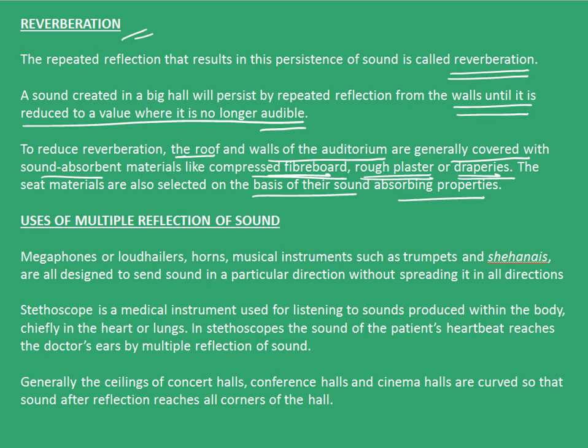Now we can also have many uses of this multiple reflection of sound. Let's see some of these uses. Megaphones, loud hailers, horns, musical instruments such as trumpets and shehnais are all designed to send sound in a particular direction without spreading it in all directions.